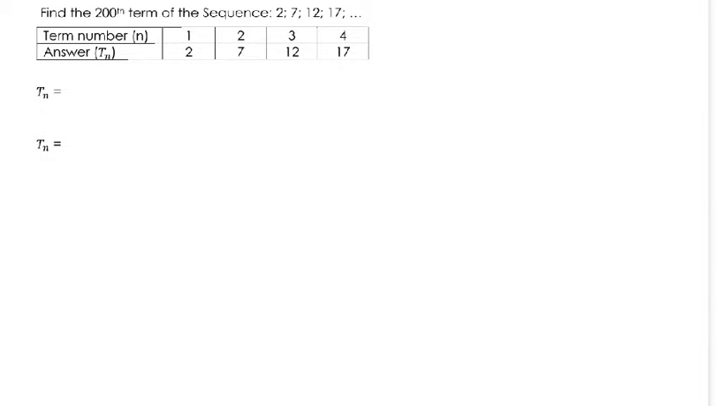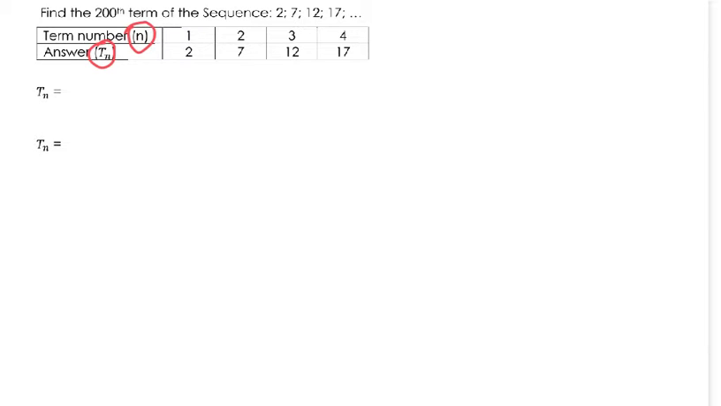On the first row of the table is the term number, and we're going to use the variable n to represent our term number. So our term numbers are 1, 2, 3, 4. We want to find out with term number 200 what the value in the sequence would be. On the second row of the table is our answer, and we're going to use the variable Tn in our formula to represent the answer.